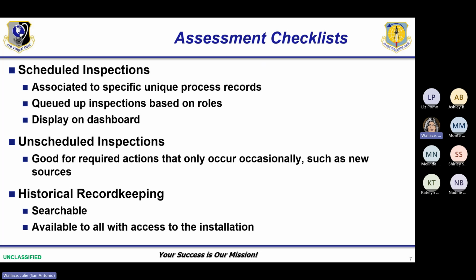I talked about this before. They're good for required actions that only occur occasionally, such as new sources, or if you just want to have a reference to say, hey, for all my quad I engines, what do I need to make sure that I'm doing? And then the other thing with assessment checklist is, and I touched on this already, they're searchable. So you don't have to go flip through a file drawer or some sort of file structure. You can just say, I need to know the paint booth inspection for these dates. And so it's kind of a searchable record keeping repository. And then it's available to all people with access to the installation.